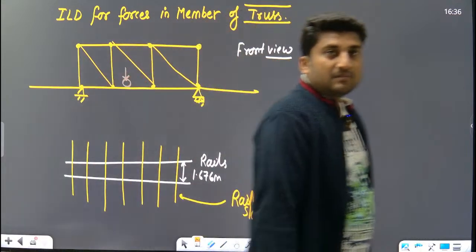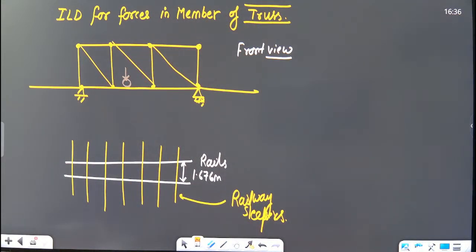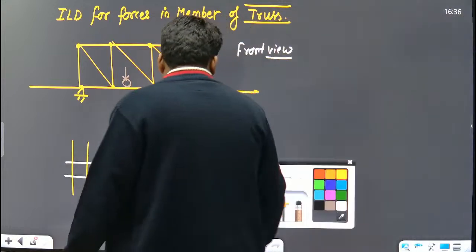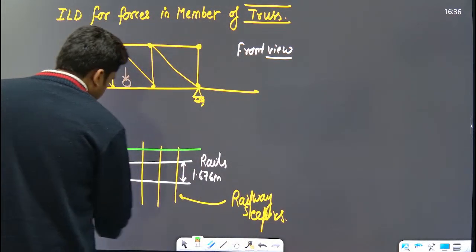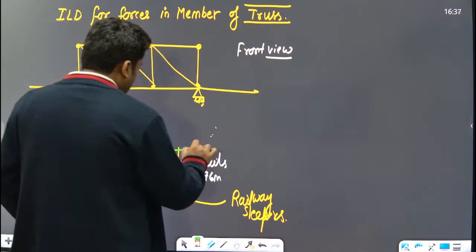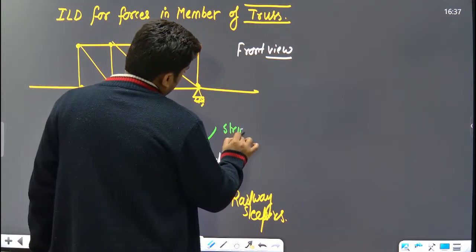Okay. Below the railway sleepers, there are stringer beams. These are stringer beams. So these green ones are stringer beams.